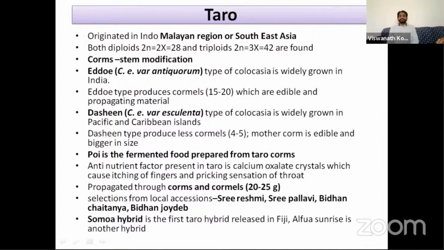There are some important varieties: Sri Rashmi, Sri Pallavi, Bidhan Chaitanya, and Bidhan Jaydev. And Somova hybrid is the first taro hybrid. Somova hybrid is the first taro hybrid released in the country Fiji, not in India, Fiji. Whereas Alufa Sunrise is another hybrid. Fiji is the country that released the first taro hybrid.